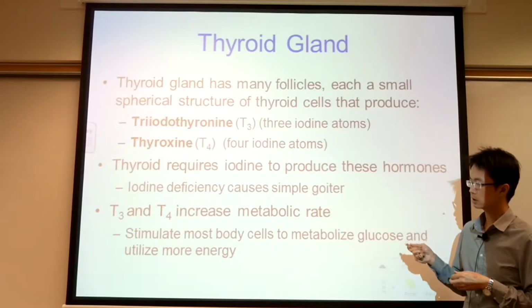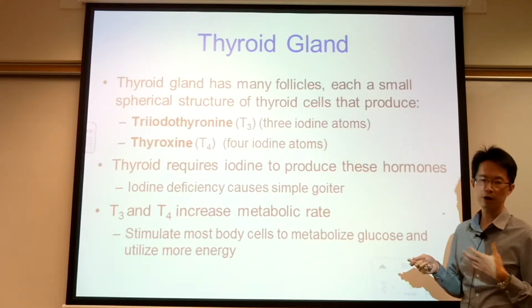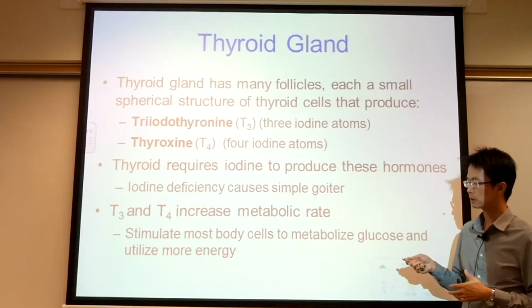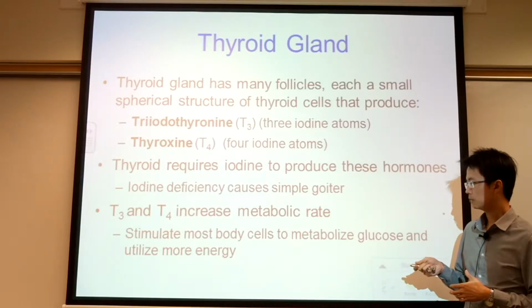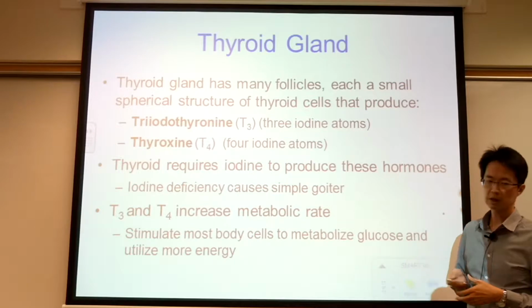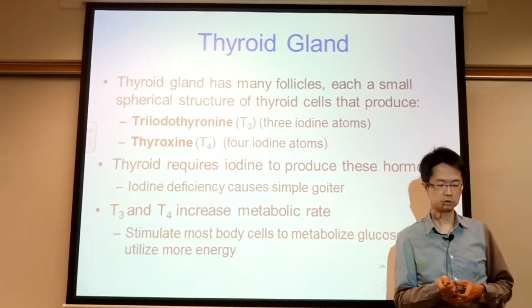then it will cause goiter. Both T3 and T4, the thyroid hormone in general, they can increase metabolic rate. They can tell the cell to metabolize glucose so that we can have more energy to use.